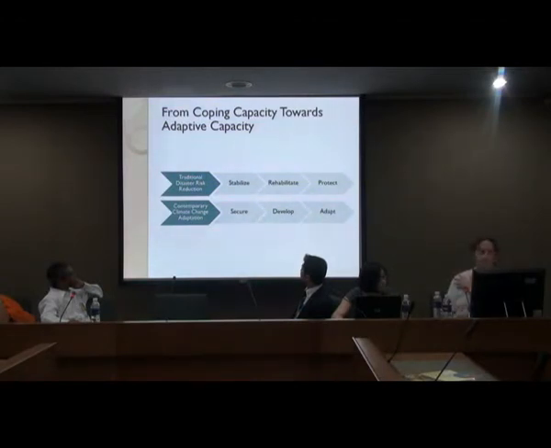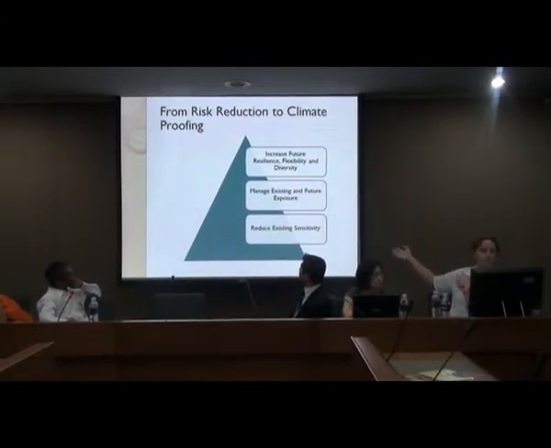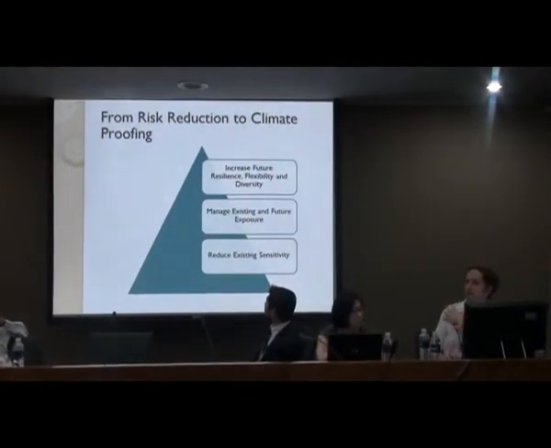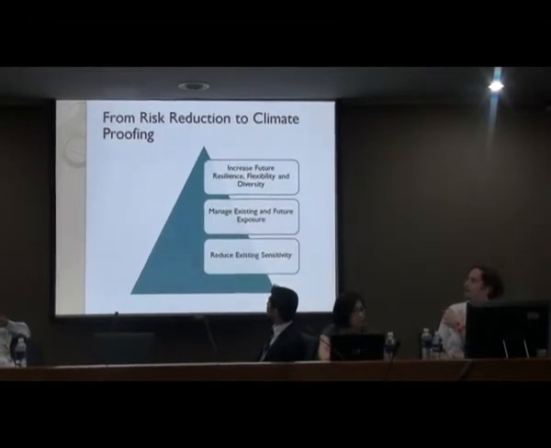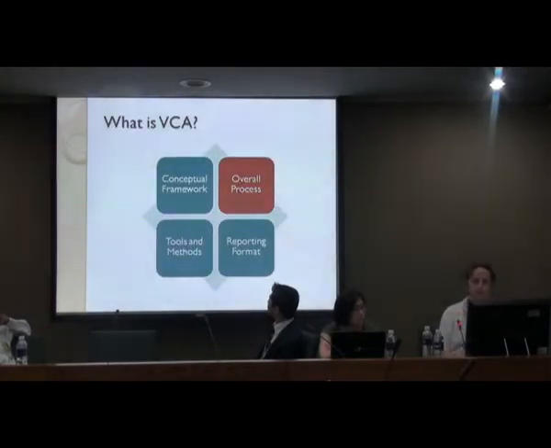And then in terms of capacity, we try to highlight that you need to move from traditional disaster risk reduction, where the focus was on response, on stabilizing emergencies, rehabilitating, protecting from future risk. You need to move more to securing your resources, developing and adapting. And what we're looking to try and do basically is to reduce sensitivity that we have at the moment, because if we're already receiving impacts, then we need to address those first. Then moving up a level, we're trying to manage exposure, both now and in the future. And then finally, if we can do that, we're looking to increase resilience, flexibility, and diversity. So that's the conceptual framework.